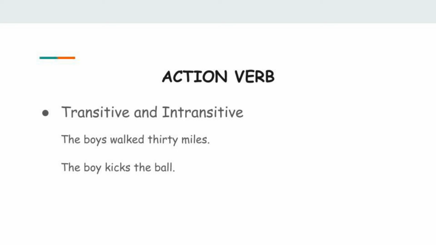Another example: the boy kicked the ball. Here, first try to find out the action verb. So here the word kicked is the action verb. Now try to find out whether it is an intransitive verb or a transitive verb. The sentence has an object. The ball is the object. So this is a transitive verb, because transitive verbs always need an object to receive the action. So the word kicked is the transitive verb.